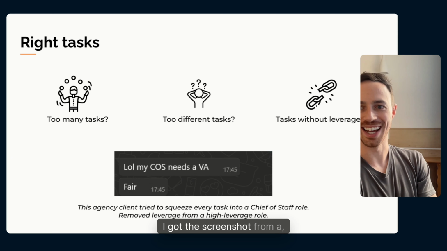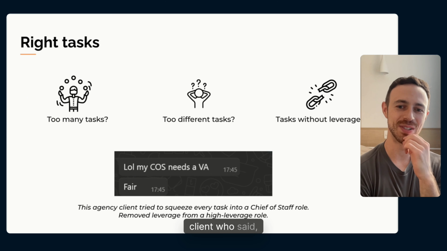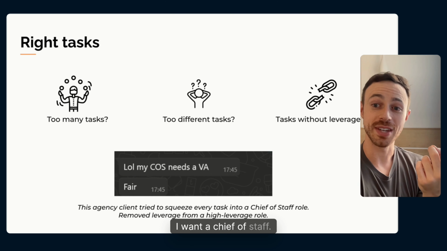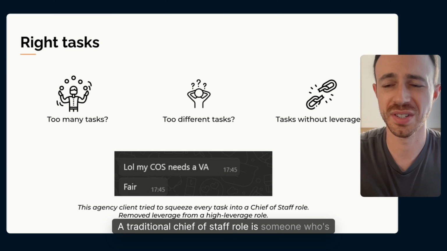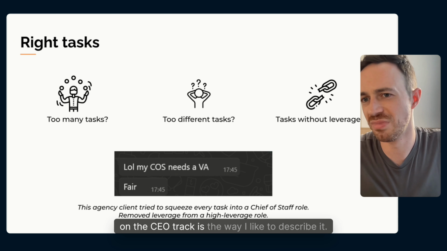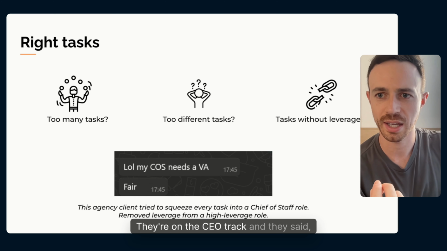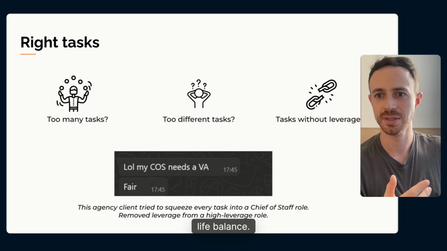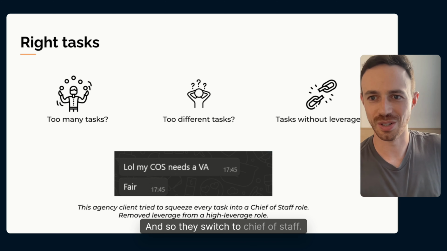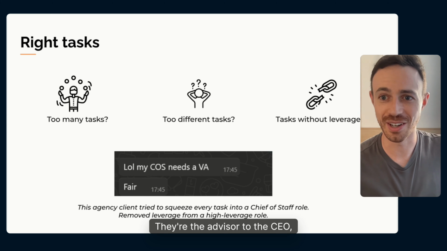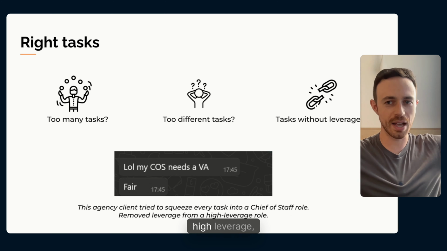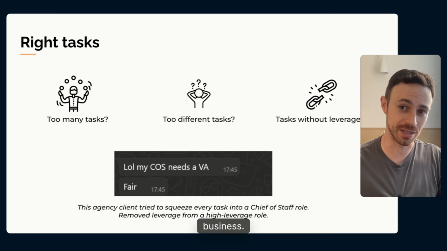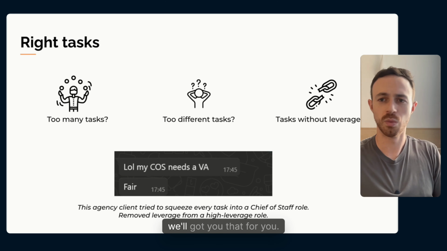I got the screenshot from a client who said, hey, I want a chief of staff. I said, great, right? For context, a traditional chief of staff role is someone who's on the CEO track. This is the way I like to describe it. They're on the CEO track and they said, hey, I want more work-life balance. And so they switch to chief of staff. They're the advisor to the CEO. They support and enable the CEO. Awesome. So you have a very strategic person, high leverage, doing things that really move and shake the business. Great. We'll get you that for you.